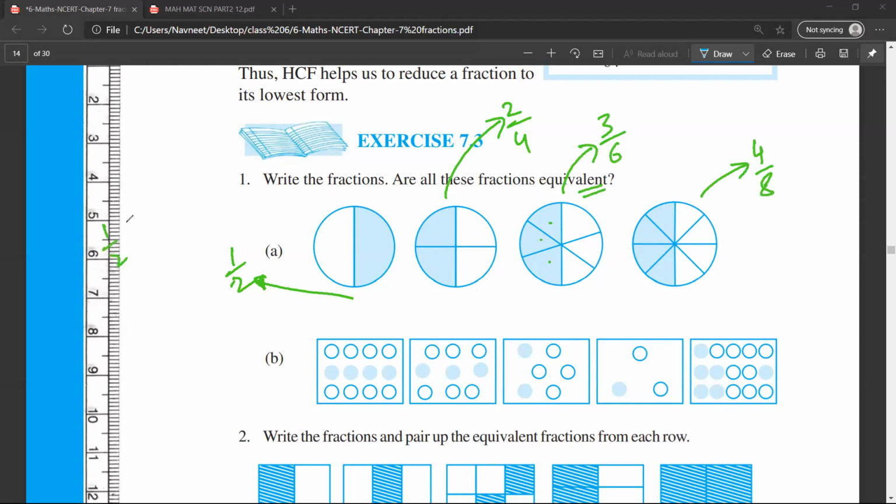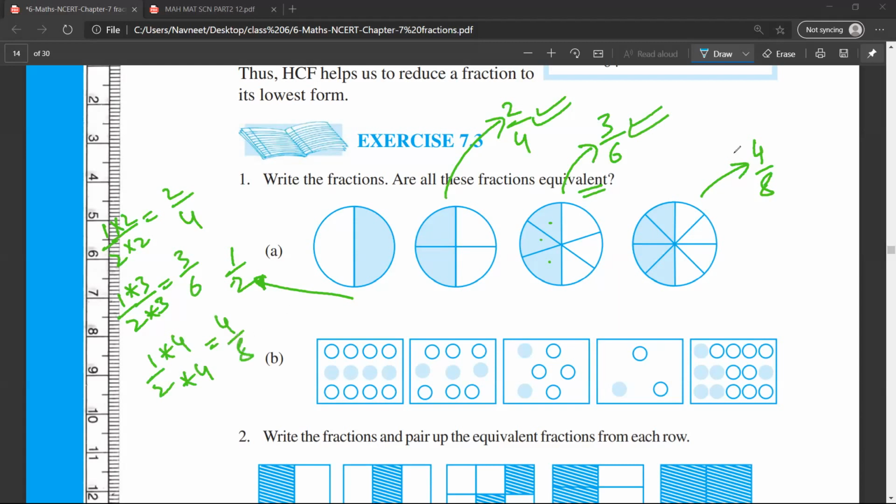Because 1 by 2, if I multiply the numerator and denominator by 2, I will get 2 by 4, which is equal to this. Again, if I multiply 1 by 2 by 3, I will get 3 by 6. Again, 1 by 2, multiplied by 4, gives 4 by 8. So all these 4 fractions are equivalent. Mr. Sarthak, is there any problem? No, sir.